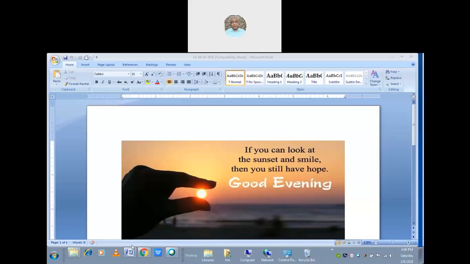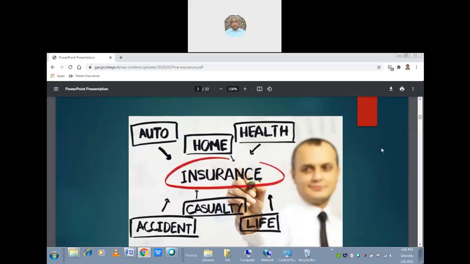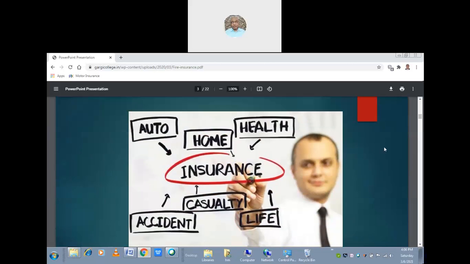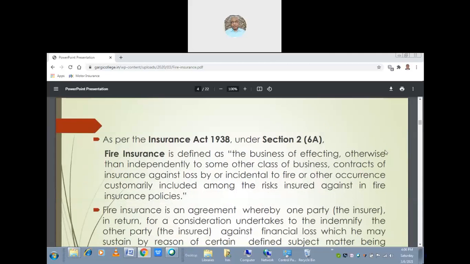Okay, let us come to the point of our study. We are making the point that this is fire insurance. Fire insurance can also be called non-life insurance. It is not life insurance, it is non-life insurance. If the subject matter is material, then we can say non-life insurance. Like this, auto insurance and home insurance are non-life insurance, but health insurance is a mixture of accidents, casualty and life. What we are dealing with is non-life, that is, fire insurance.